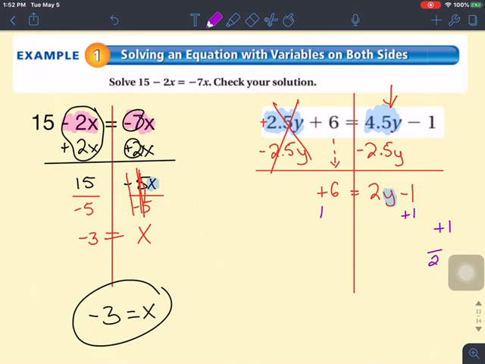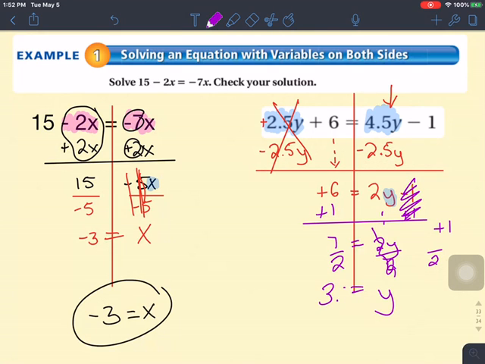Plus 1 and plus 1. Say bye-bye. That's gone because that cancels out, and we're left with 7 over here, and then we'll bring down the 2y. So 2y equals 7, and then the next thing we're going to do is divide by 2, and that cancels out the 2. So y equals 7 over 2, which happens to be 3.5. So that is how you solve equations with variables on both sides.